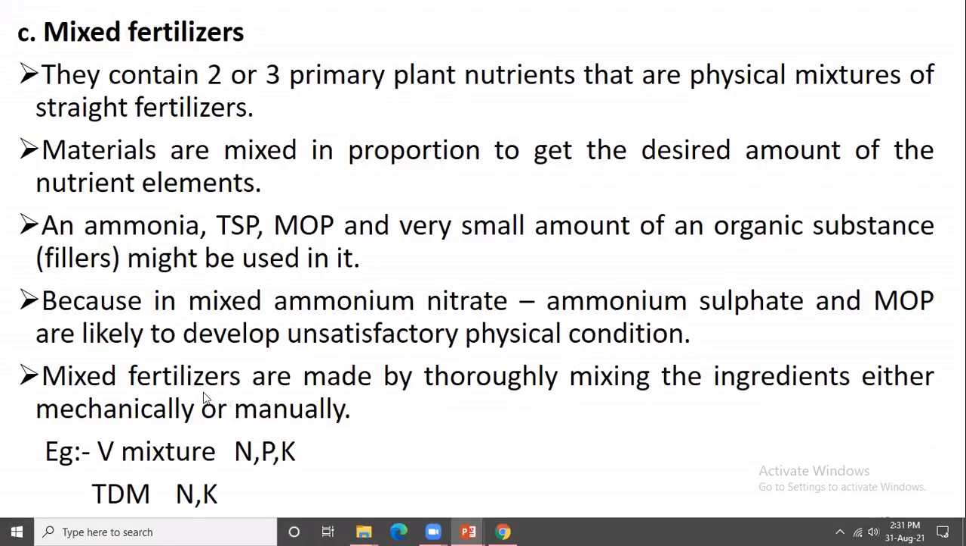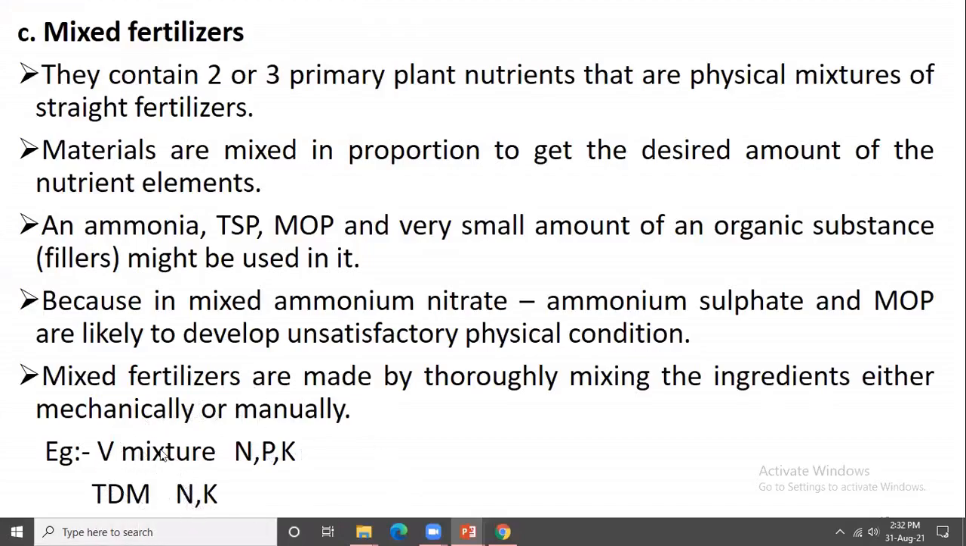Okay, sir. Mixed fertilizers are made by thoroughly mixing the ingredients either mechanically or manually. Here are some examples of mixed fertilizer: B1 mixture and TDM, which we can prepare at home level also. What nutrients are available in B1 mixture? Nitrogen, phosphorus and potassium. In TDM, nitrogen and potassium.